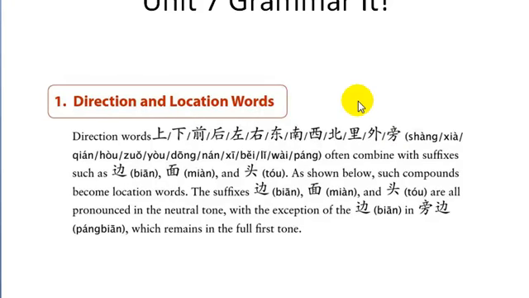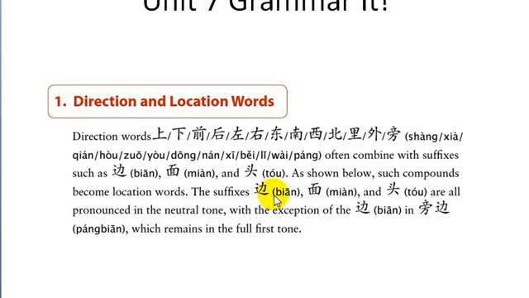Okay, here are some direction and location words, a couple of which we saw in the dialogue, or a few of them, perhaps all of them. We have shang, xia, and qian, hou, zuo, you, dong, nan, xi, bei, li, wai, and pang. Right, these are all direction words, and they often combine with suffixes like bian, mian, and tou. And we'll look at some examples.